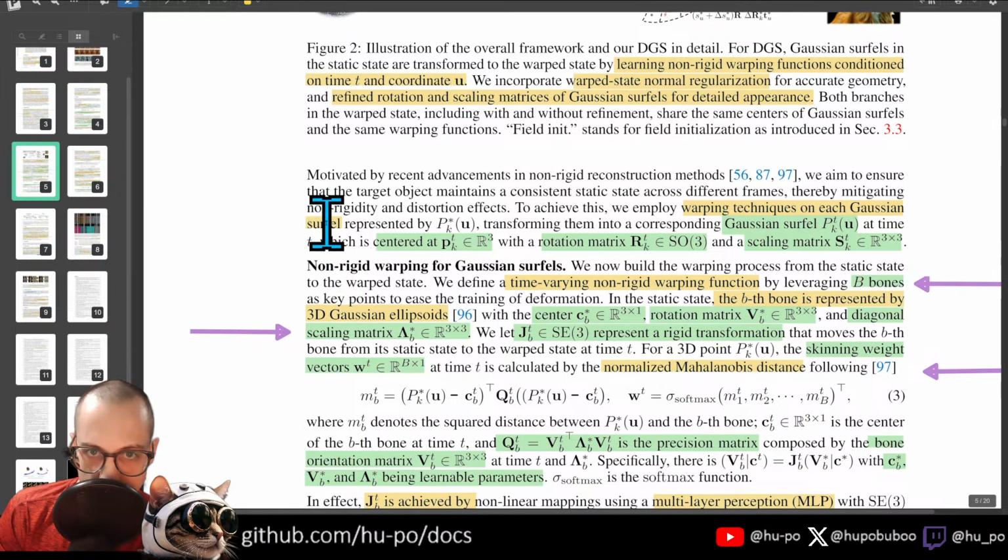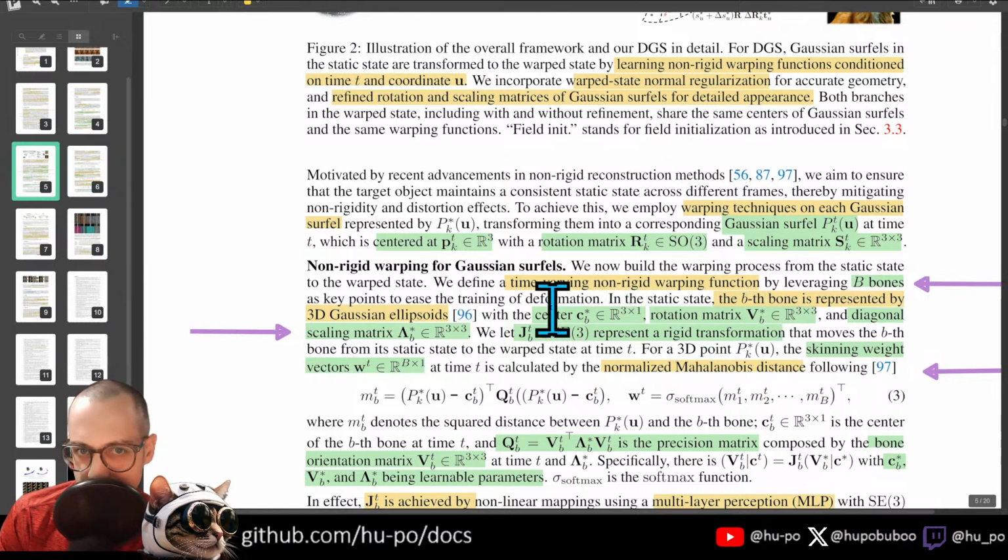Warping techniques on each Gaussian surfel transform the static surfel. You see here the static one, because it has that star, is transformed into a warped surfel that doesn't have that star. So now you have p. You've replaced that star with time t, at a time t which is centered at p_k(t). So p star would be the static one, p_k(t) is the time-varying one.